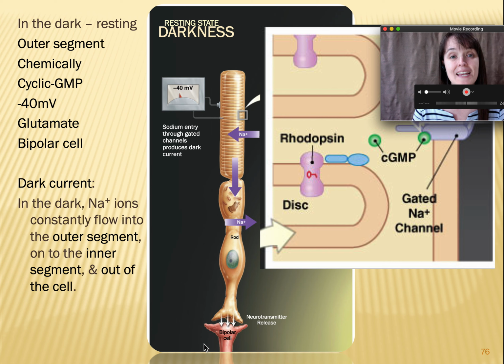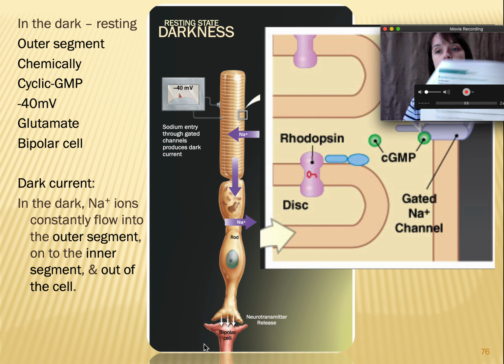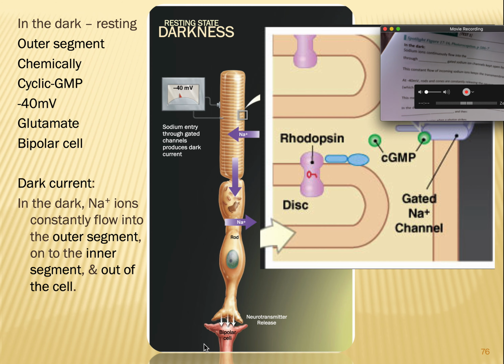This is A&P 2, lecture test 1, video 8. We're starting on page 19 of the note set, for Spotlight Figure 17.16 on photoreception.